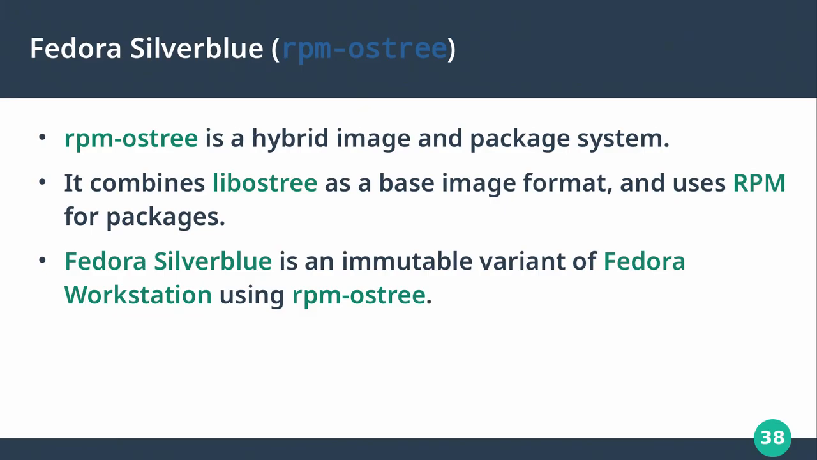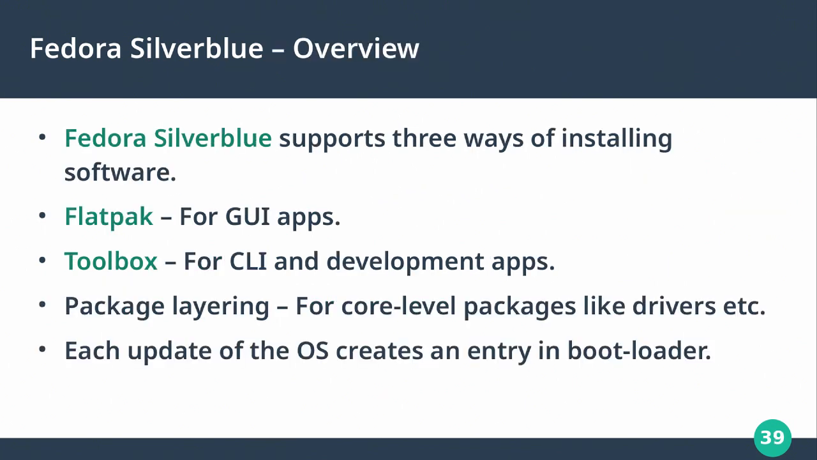Next is Fedora Silverblue. Fedora Silverblue uses rpm-ostree, which bridges RPM, which is the Red Hat package manager, with OSTree. So it uses OSTree underneath. It is an immutable variant of Fedora Workstation. Fedora Silverblue provides three methods of installing software: Flatpak, which is for GUI apps, Toolbox for CLI apps, and package layering, which is rpm-ostree, to install core applications like drivers and other essential packages.